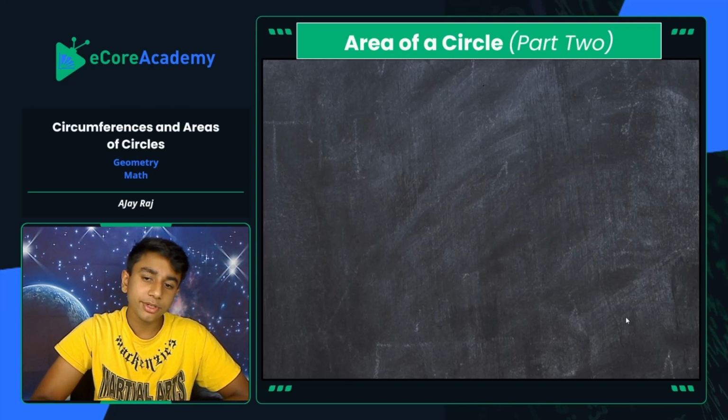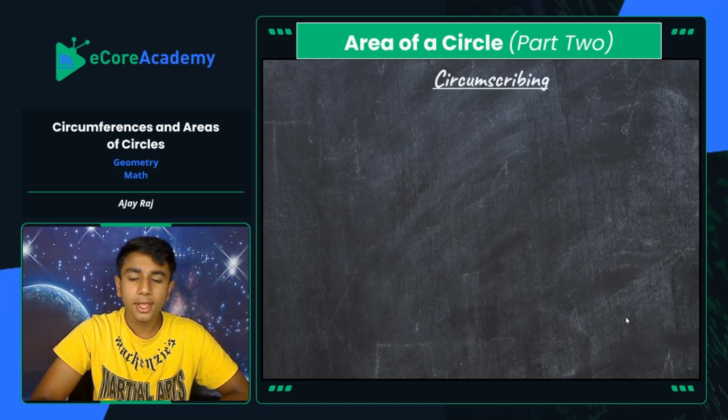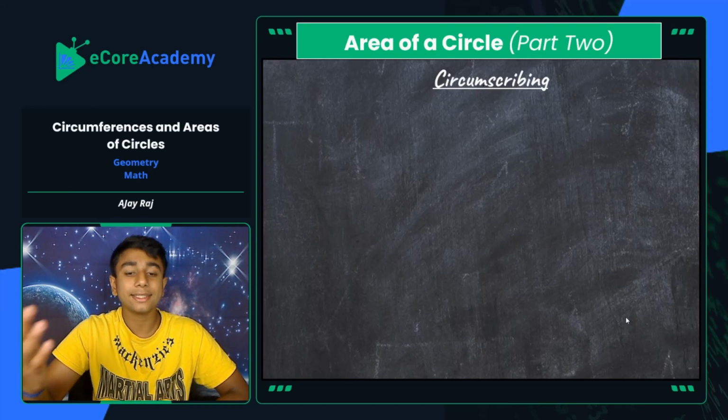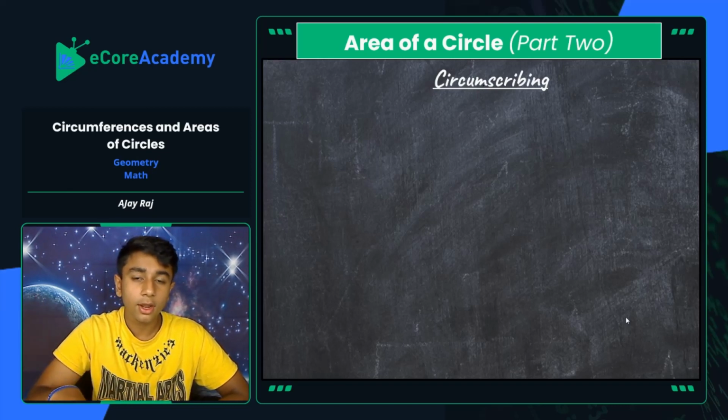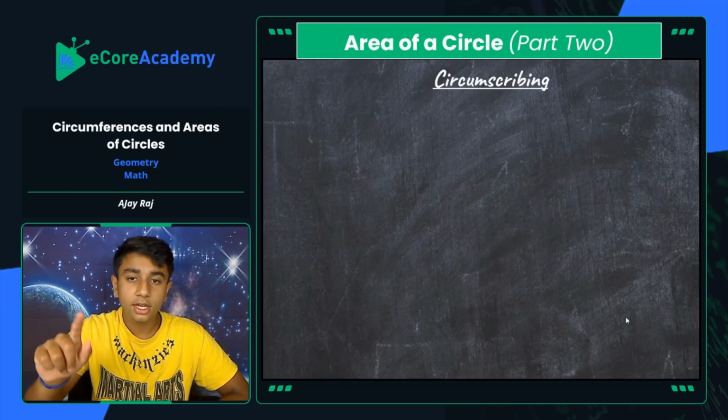All right, now let's look at special cases for the area of a circle. And that special case is going to be when you circumscribe a circle around a figure. I showed you in my previous videos, I talked about circumscribing triangles. And circumscribing is basically when you take a figure and you connect all of its points to make a circle that touches all of the vertices of that figure and connects all of them to make a giant circle.